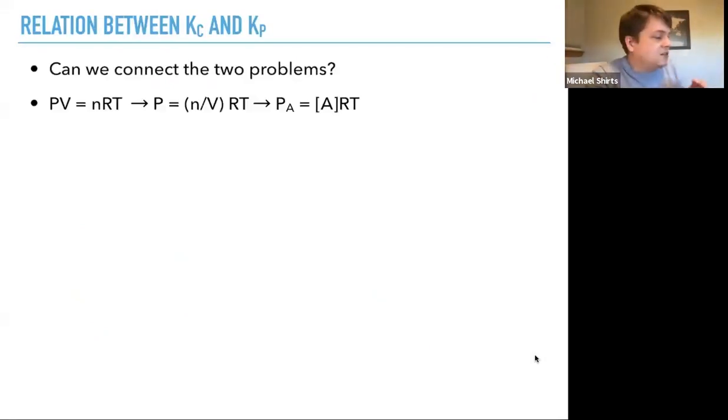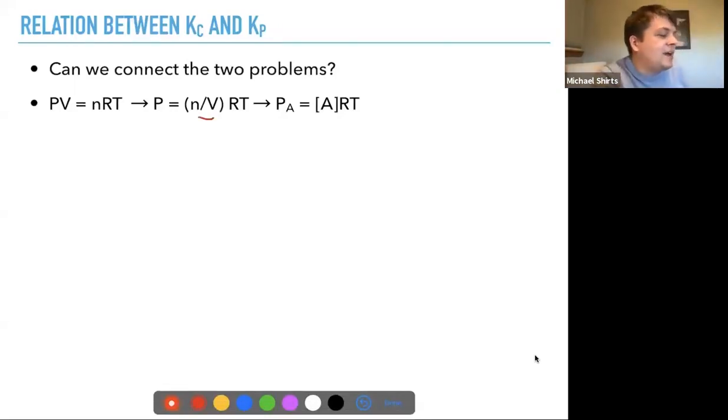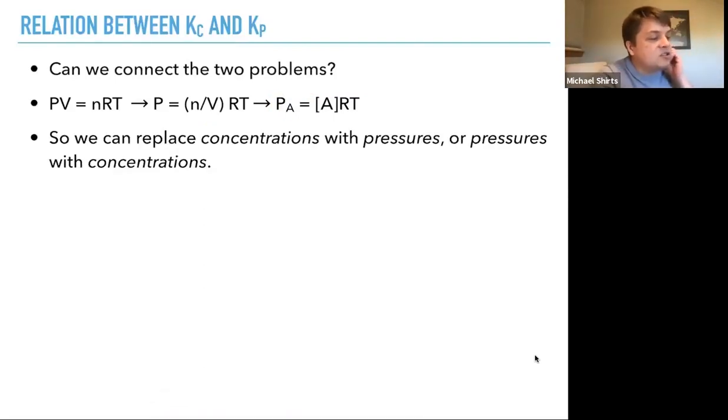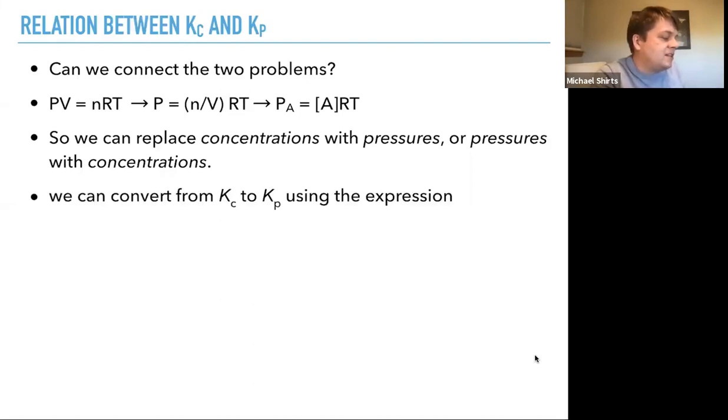So, PV equals nRT is the ideal gas law. Divide both sides by volume. You have N over V, but N over V, right? That's just the concentration. So the partial pressure of A is going to be the concentration of A times RT, right? And so we can replace concentrations with pressures or pressures with concentrations. If the ideal gas law doesn't quite hold, you'll have to do a little bit more math there to relate between the two. So that means we can convert from Kc to Kp using just this expression.